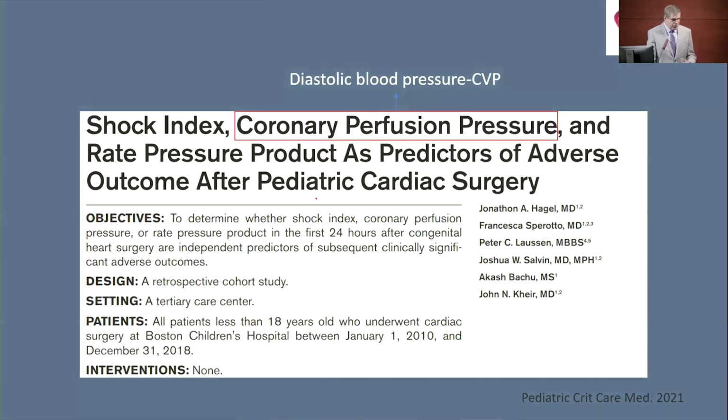Coronary perfusion pressure. So all of us are talking about that. We need to maintain adequate coronary perfusion pressure, which is the diastolic blood pressure minus CVP. But what exactly is a good coronary perfusion pressure? You look at the literature, no one actually knows.